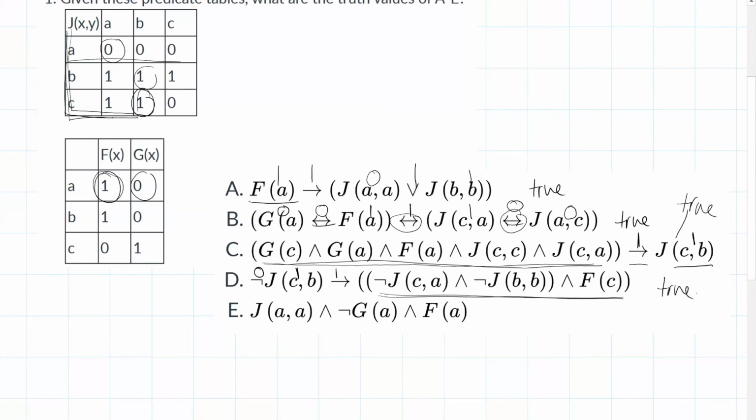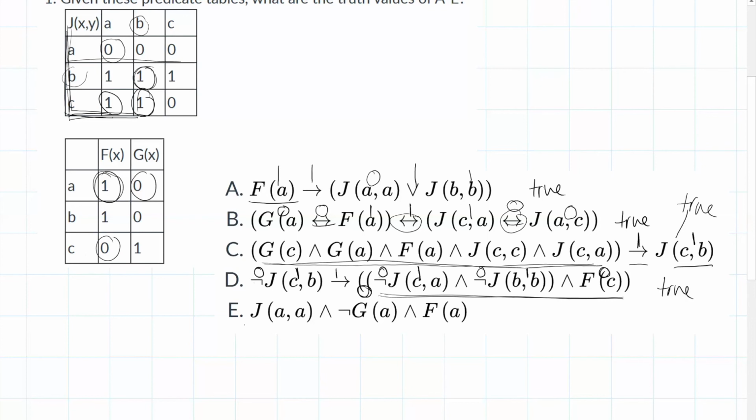But, to give some practice with reading off tables, let me find them out anyway. So JCA, I read that off as JCA is true. The negation of that is false. JBB is true. So the negation of that is false. And FC is false. So we actually had a 0 and a 0 and a 0, which gives a 0 for this whole bracket over here. But 0 arrow 0 is true, so the whole formula is true.